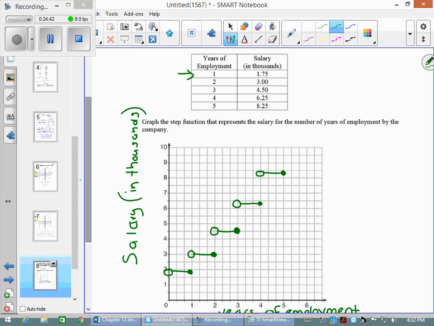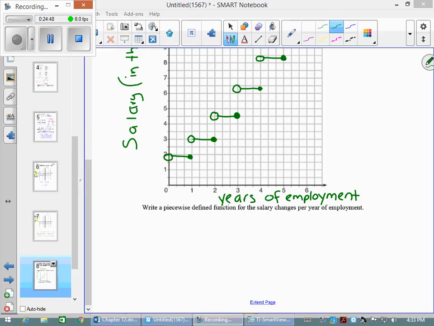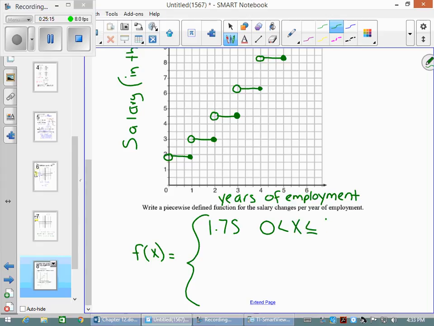So the second part of this question wants us to write a piecewise defined function for the salary changes for years of employment. So we want to start with f of x equals, and we can start with our big bracket. Now for our 1.75, that was when, not to and including 1. So our domain goes from 0 to 1. We're not including 0, but we are including 1.